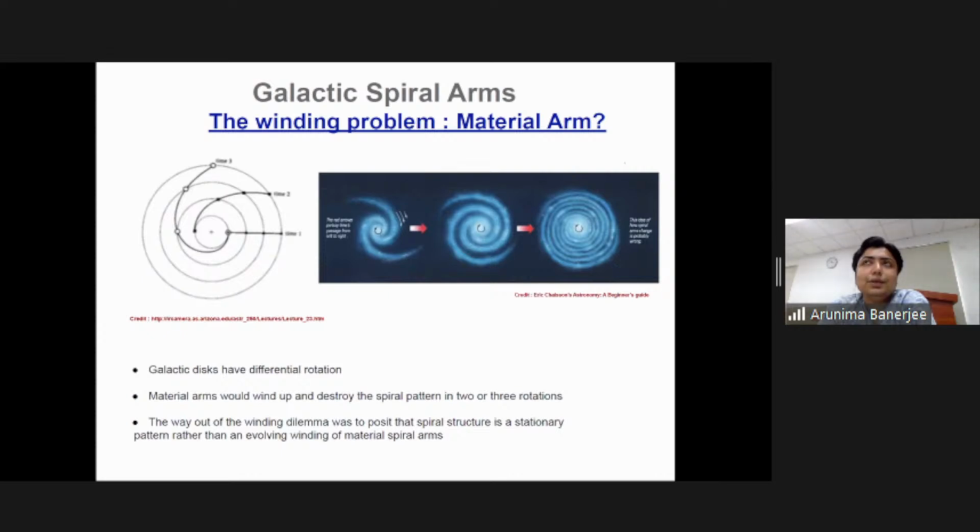This would not happen if you draw a spiral pattern on the surface of a solid ball, a cricket ball, and then you spin it. Will the pattern get sheared off? Will the pattern change its shape or appearance after the ball starts spinning?